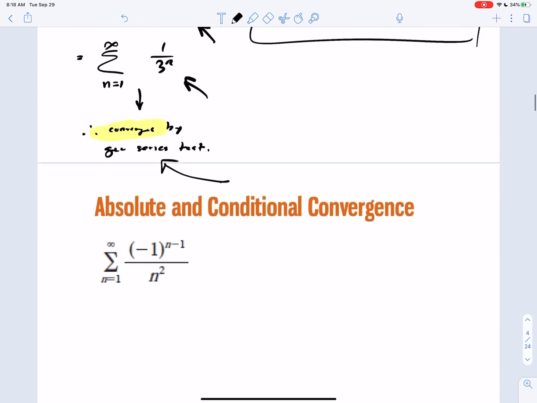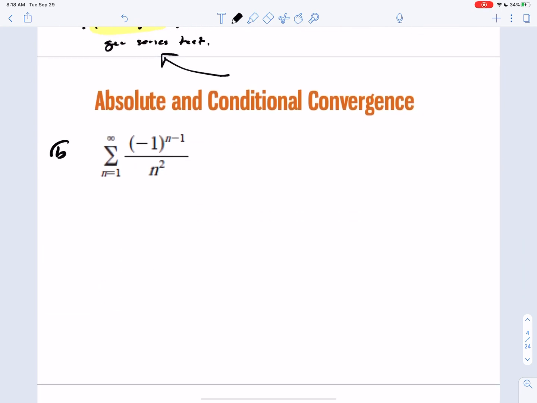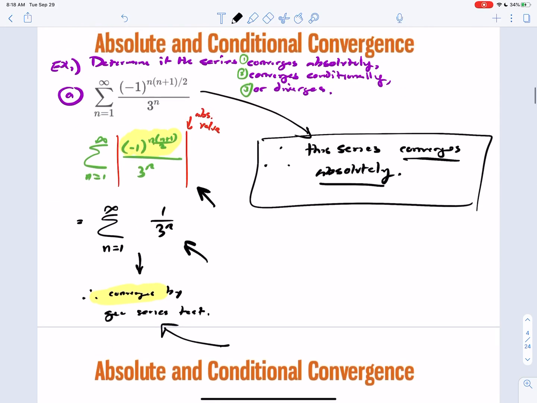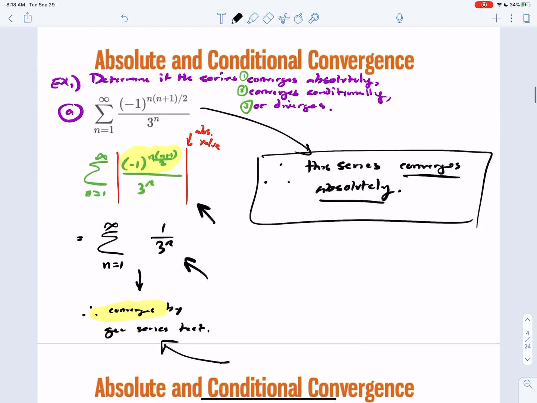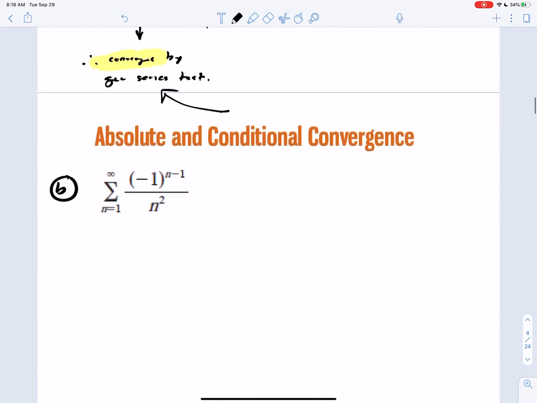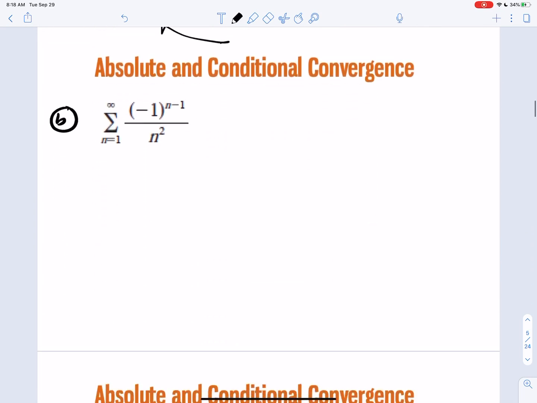Here we go. Here's part B. Go ahead and write it down. Remember, same directions. Determine if the series will converge absolutely, conditionally, or diverges. First step, we take the absolute value.